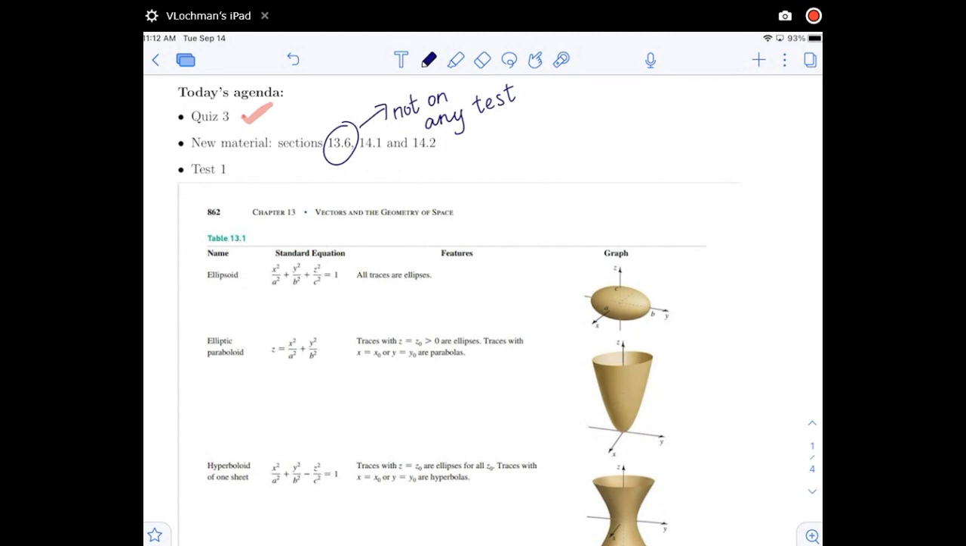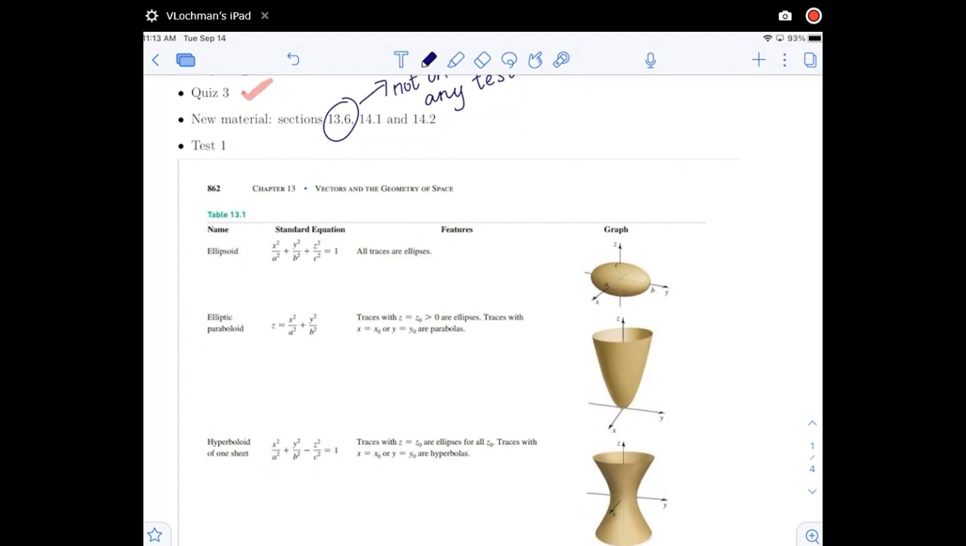Now, sections 14.1 and 14.2, that's next module material, right? So that would be on the next test, okay? So what's on this common test? It's everything up until 13.5, including 13.5, but not including 13.6, okay?